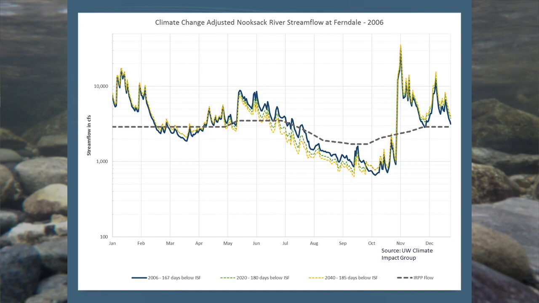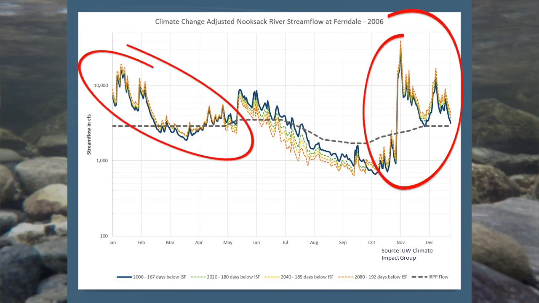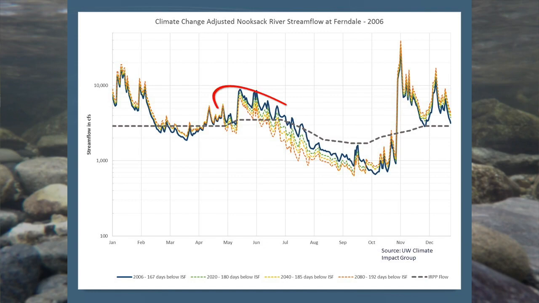In 2040, you're up to 185 days as that shift in the hydrograph continues. And then by 2080, the days below the in-stream flow is up to 192 days. So the same kind of shift that Bob was showing earlier in their work. The flows are actually higher in the peak flows in the winter, and then lower in the late spring and through the summer.